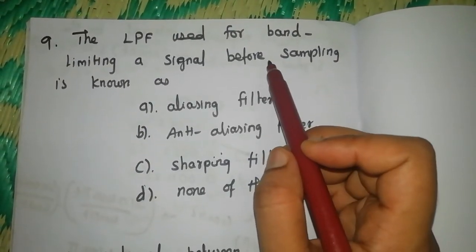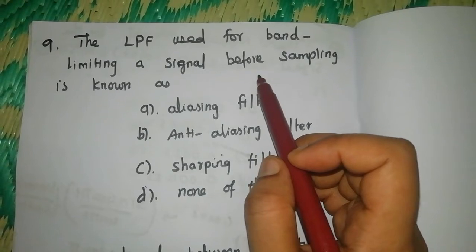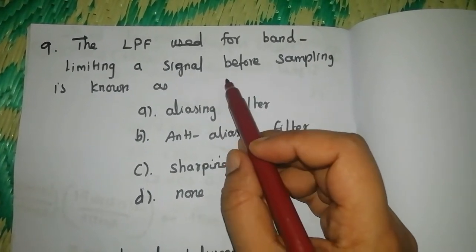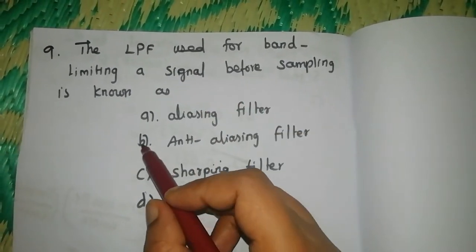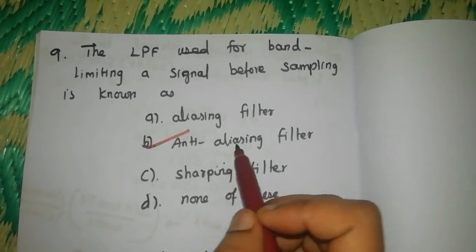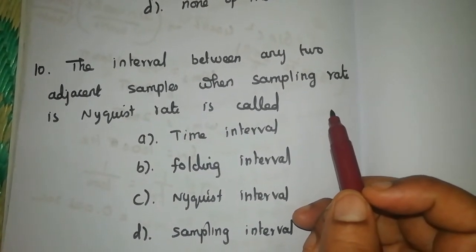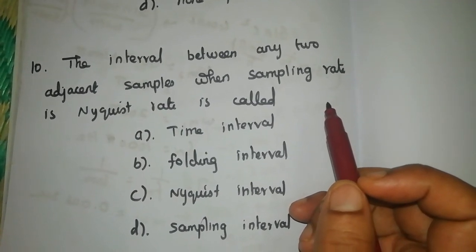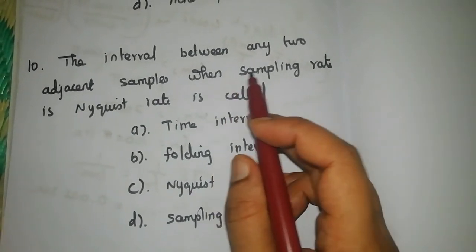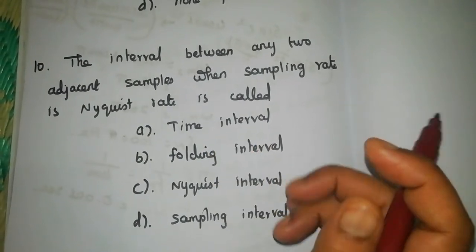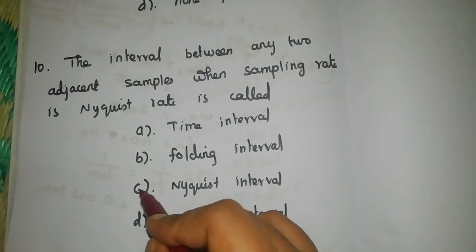The low pass filter used for band limiting a signal before sampling is known as the anti-aliasing filter. So here the answer is B. Next question, the interval between any two adjacent samples when the sampling rate is the Nyquist rate is called the Nyquist interval. So here the answer is C.